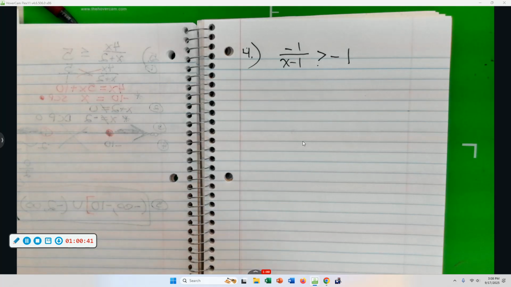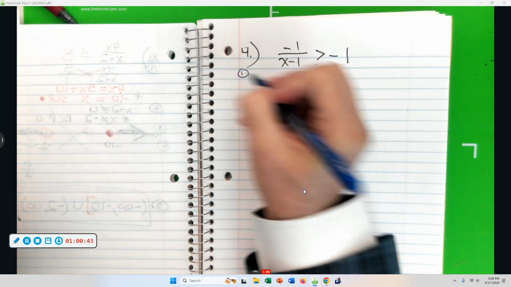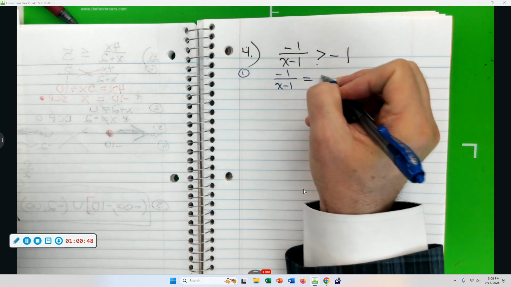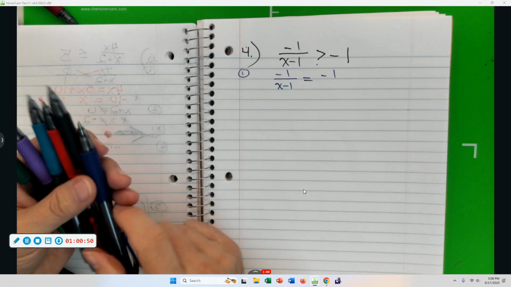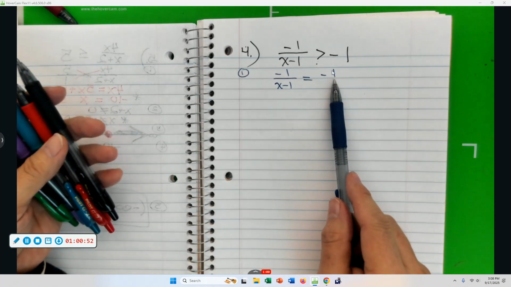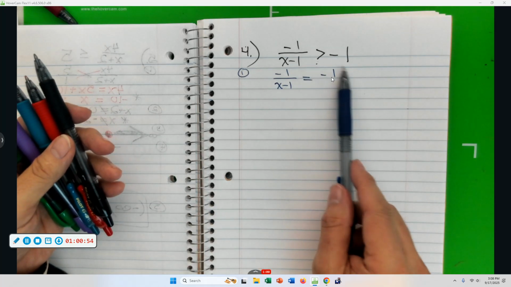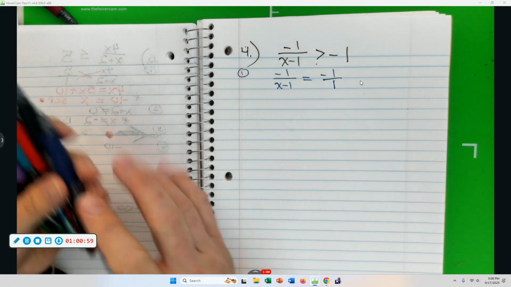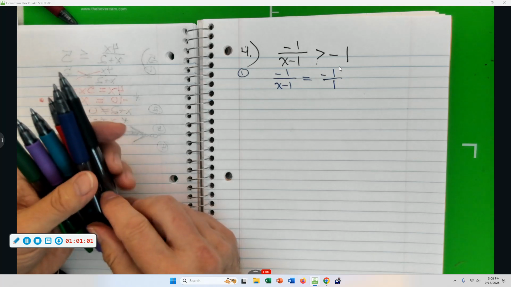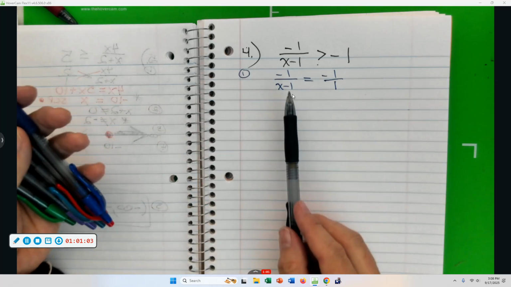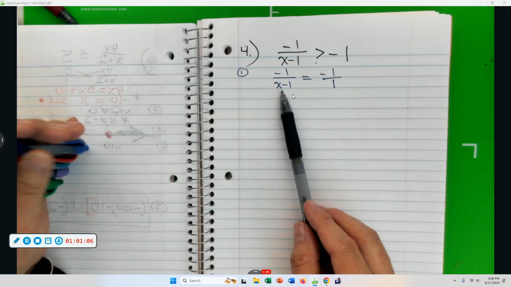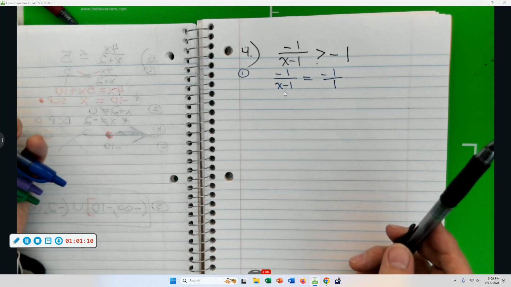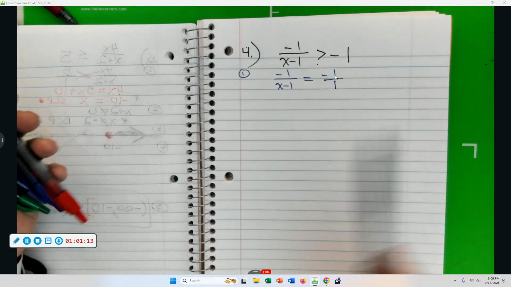Let's switch over to the paper. Negative 1 over x minus 1 is equal to negative 1. And notice how I wrote that equals a negative 1, because what do you think I'm about to do with this thing? Put it over 1, and then cross multiply. You see how often you can set up these equations with fractions as proportions? You don't have to think about common denominators. Just set it up as a fraction equals a fraction.